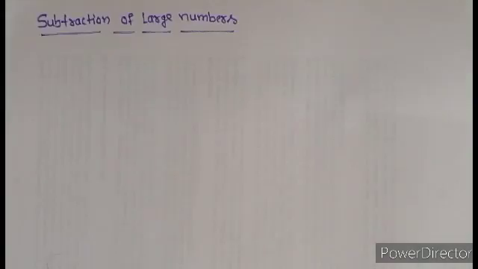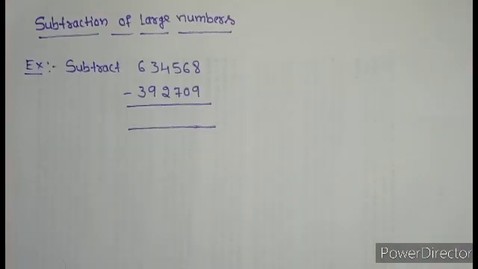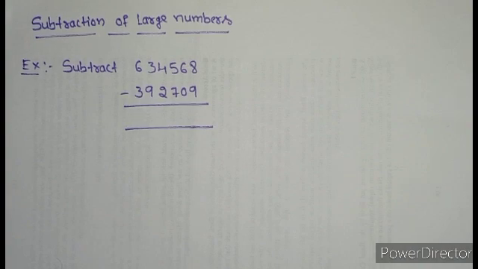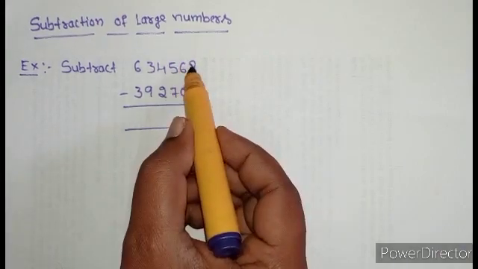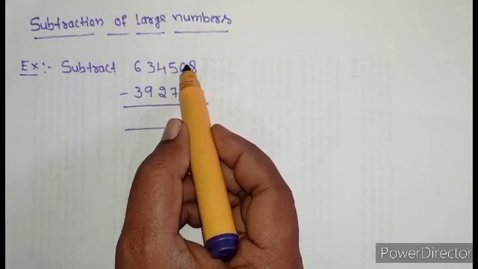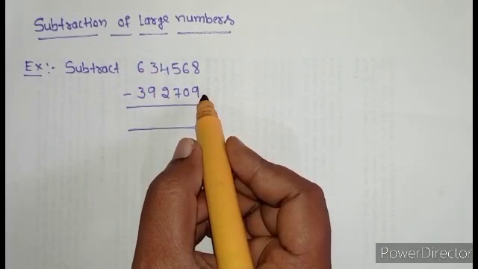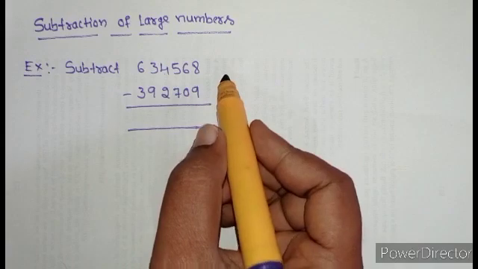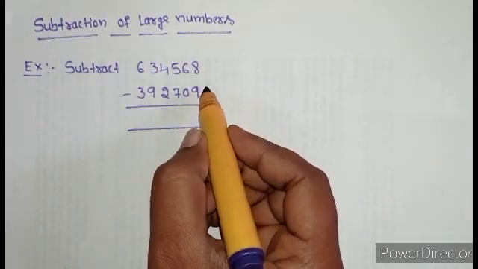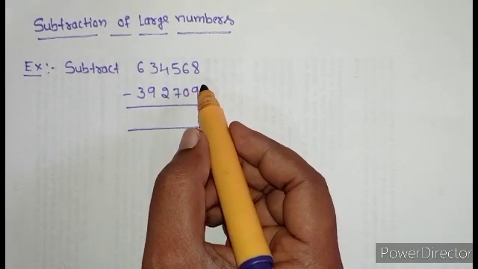Students, next we are going to revise subtraction of large numbers. For example, subtract 3,92,709 from 6,34,568. Here both these numbers are 6-digit numbers: 1, 2, 3, 4, 5, 6. Here we need to find the difference between the two numbers, so we have to do subtraction.